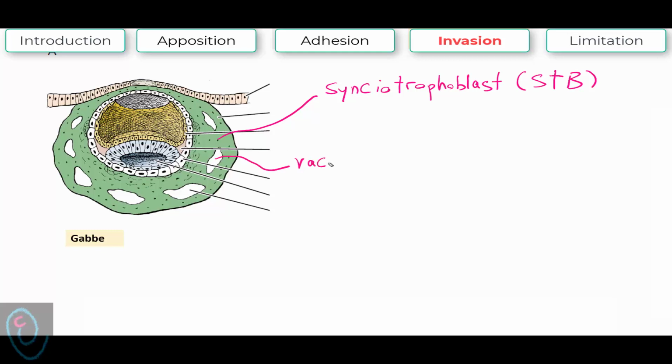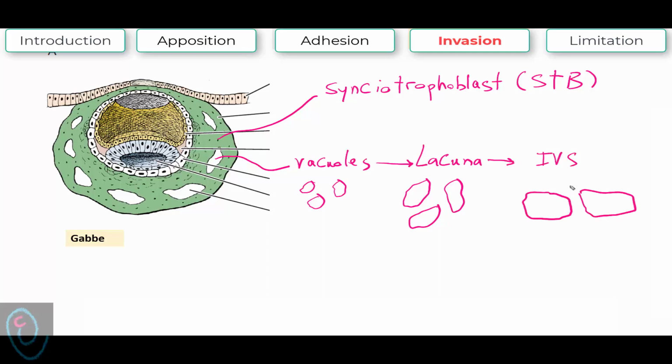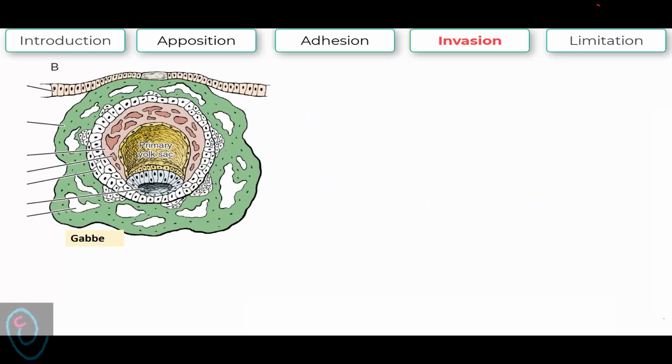Vacuolar spaces begin to appear within the syncytial trophoblast. These vacuoles will later coalesce together to form lacunae, which eventually will form the intervillous space. Cytotrophoblastic cells will proliferate inside the syncytial trophoblast, forming large finger-like projections. These are called villous cytotrophoblast, forming the primary villi.